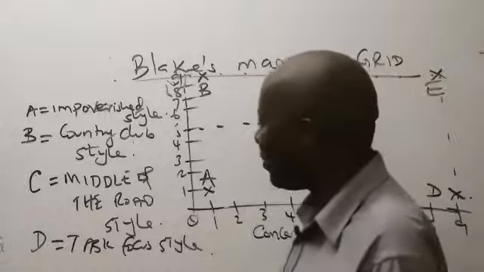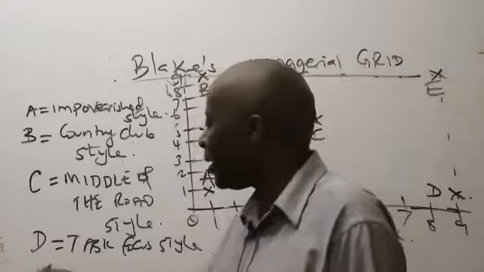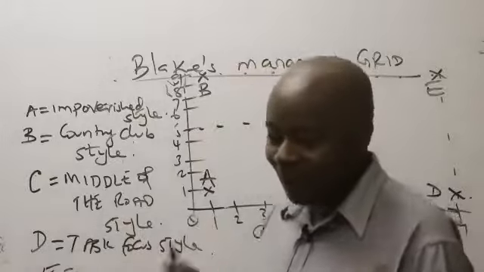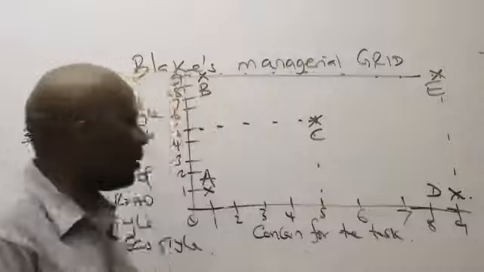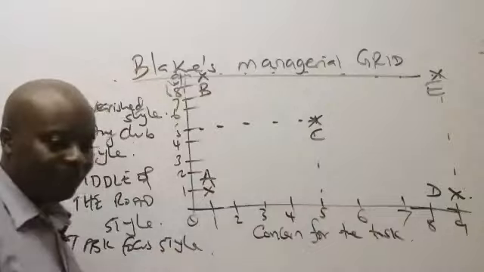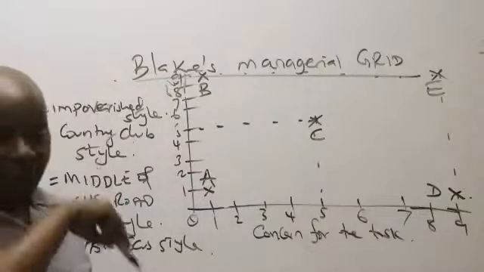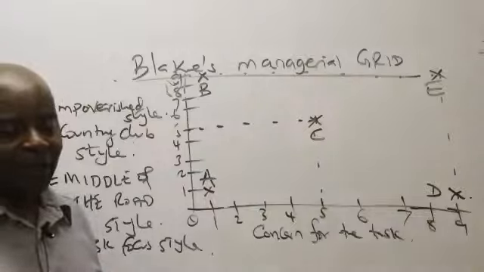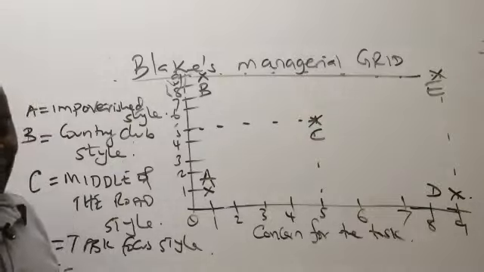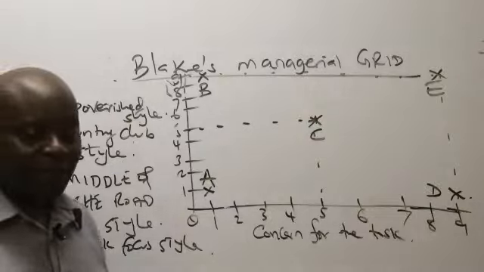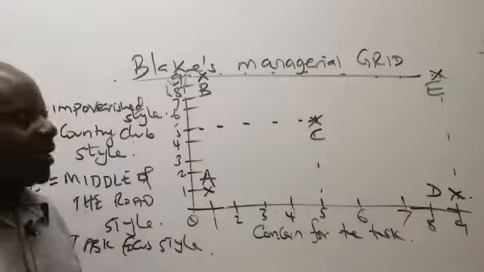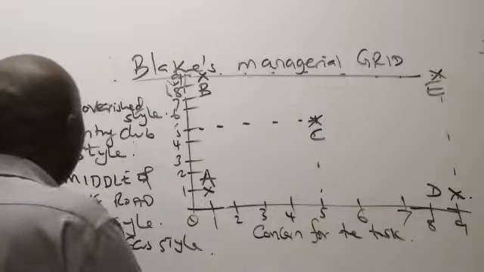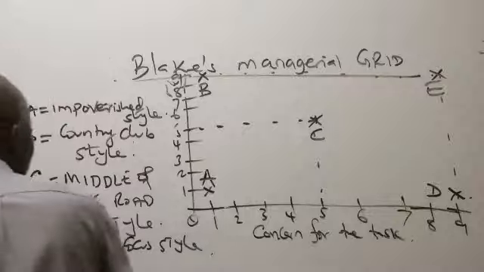The very best, ladies and gentlemen, is E. E, in this case, you are a task person, and at the end of the day, you are a people person. Is there somebody who can remember style E? Now I am happy because I can see we are 30 participants. Yes, it is team. The team management style, or basically the team style.